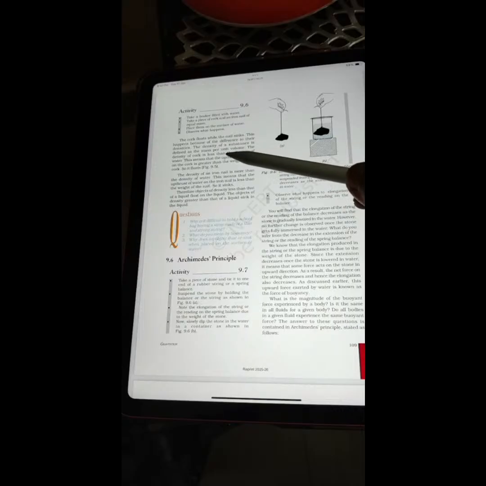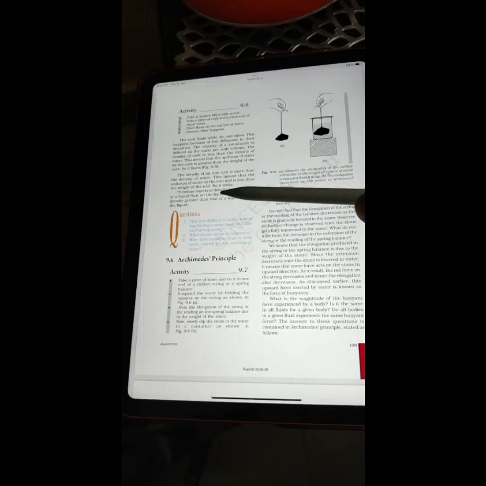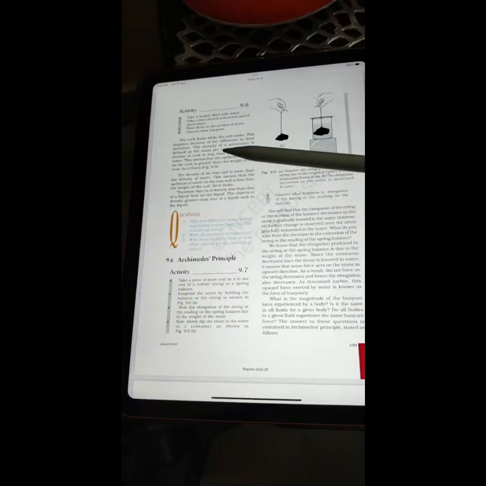The density of a substance is defined as the mass per unit volume. The density of cork is less than the density of water. This means that the upthrust of water on the cork is greater than the weight of the cork, so it floats. The density of an iron nail is more than the density of the water. This means that the upthrust of water on the iron nail is less than the weight of the nail, so it sinks. Therefore, objects of density lesser than that of the liquid float on the liquid. The objects of density greater than that of a liquid sink in the liquid.